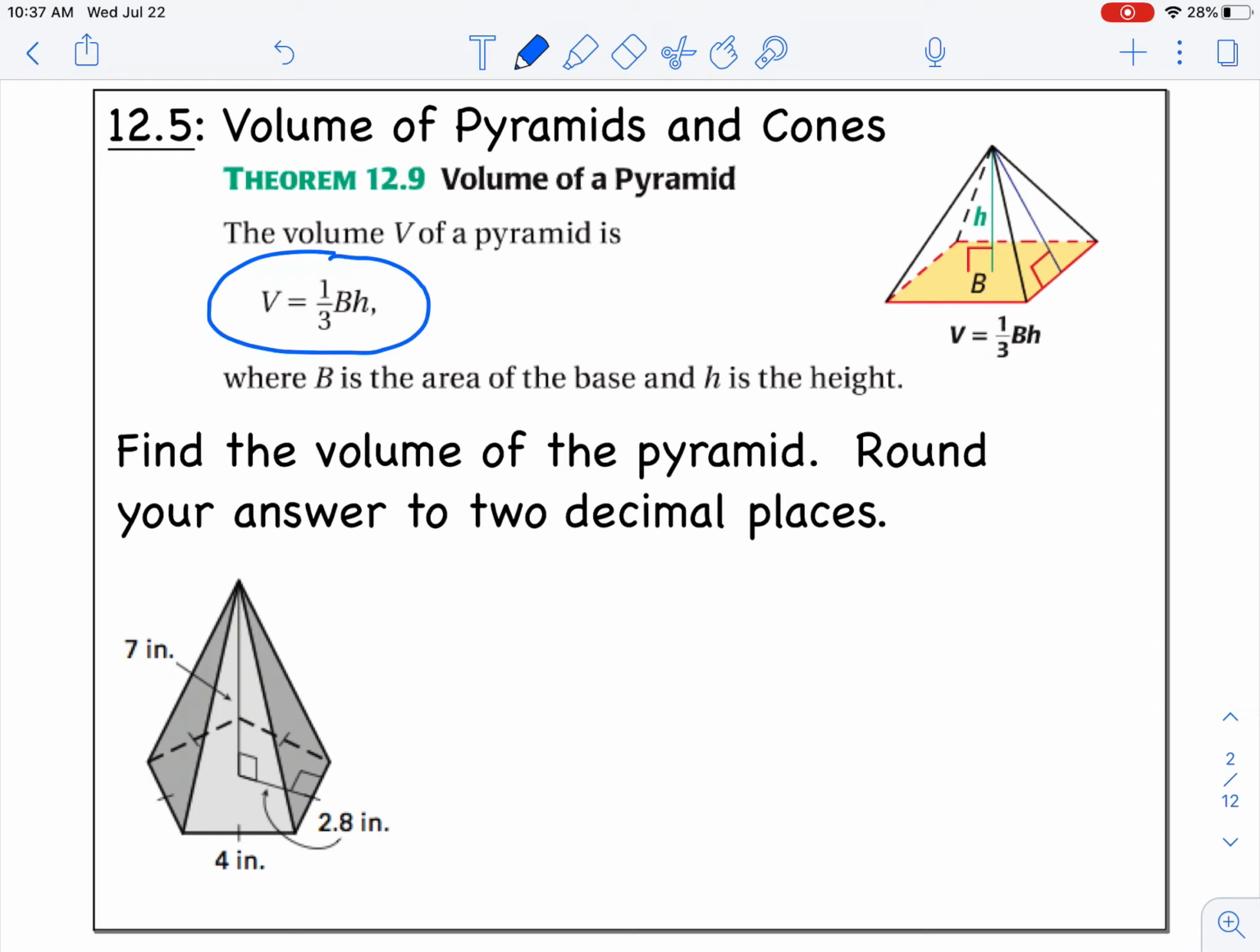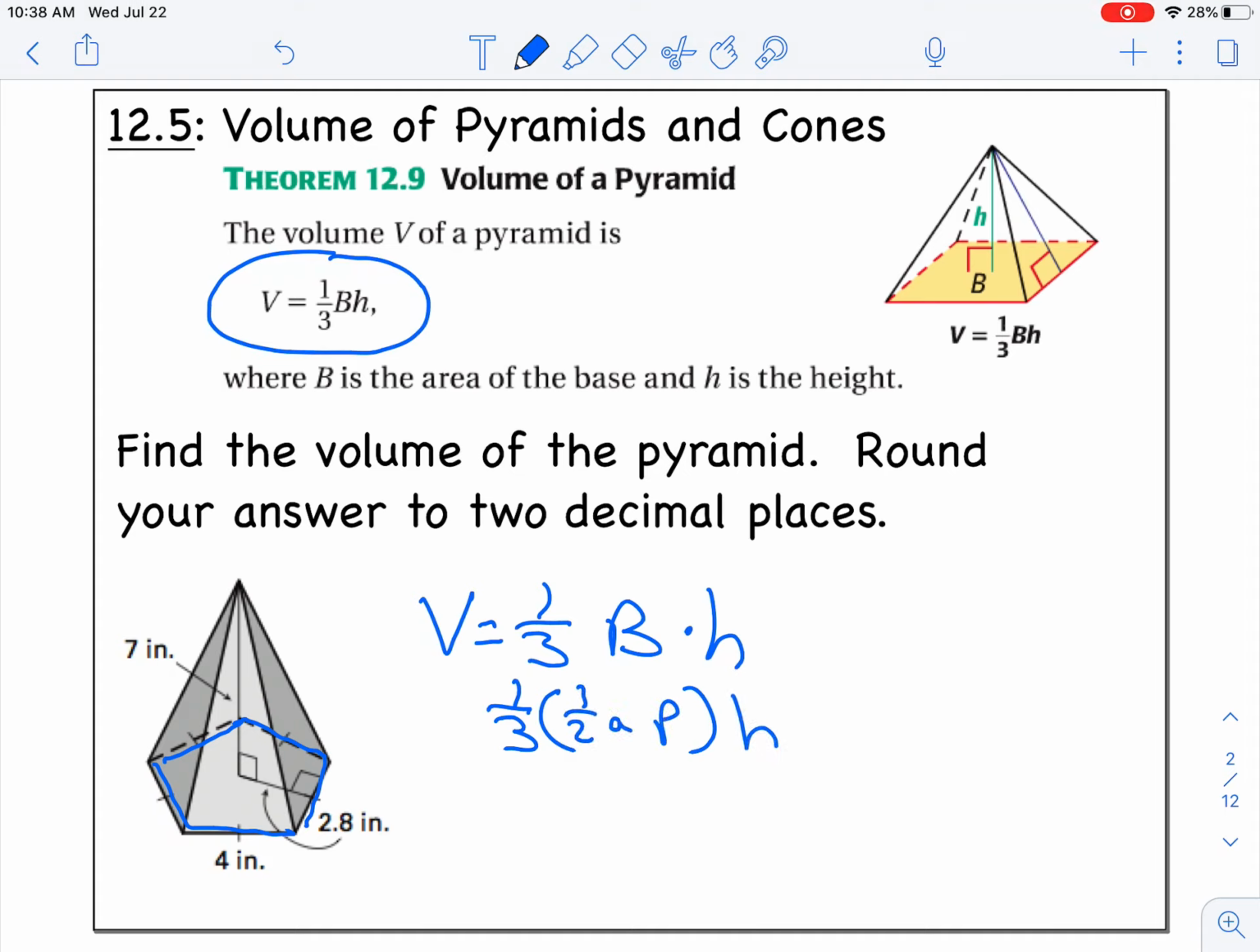But if we look at this particular pyramid, we have a pentagon right here. And it is regular. I can see all the sides are marked congruent. So my volume is 1/3 the area of the base times the height. And since the base is a regular polygon, I have to use 1/2 the apothem times the perimeter, and then the height.